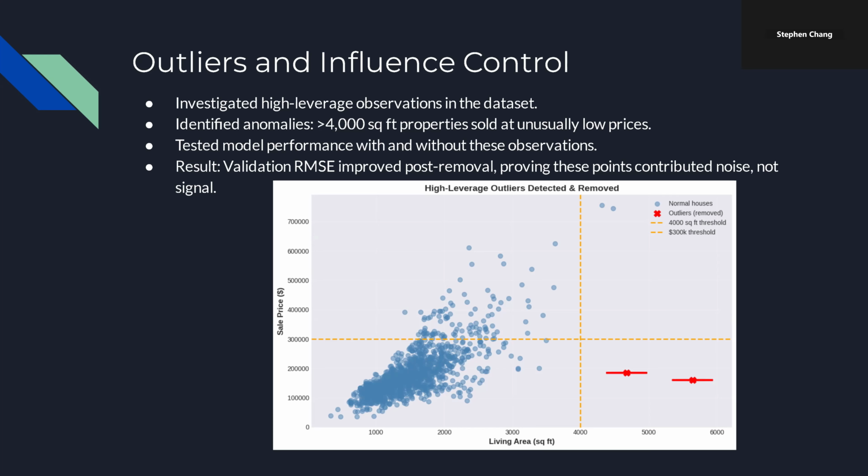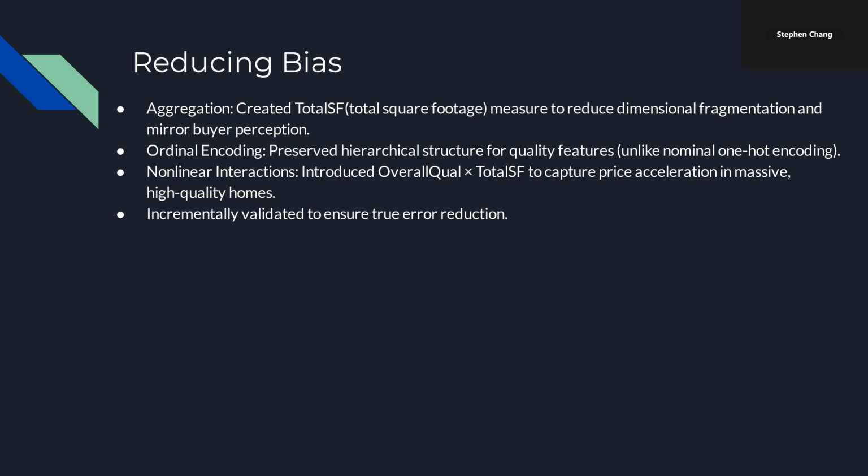Rather than immediately deleting them, we first tested model performance with and without these observations, and we discovered that validation RMSE improved after removing them, which showed that they added some sort of noise. Because of this, we excluded them to improve generalization and stability.